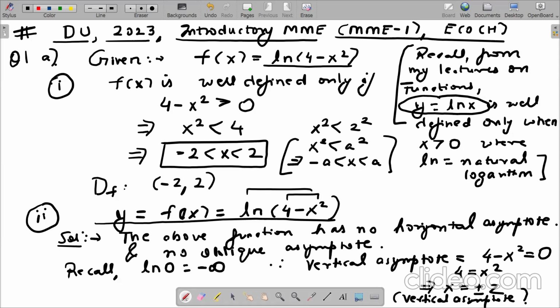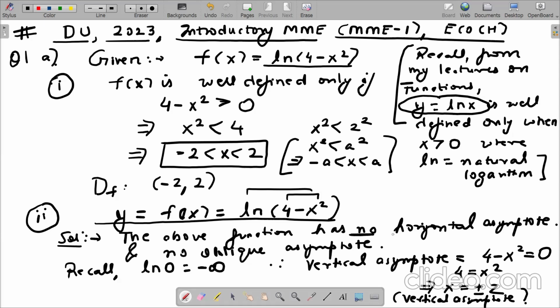So my function f of x tends towards the line x equal to plus minus 2. So that is my vertical asymptote. You can clearly see x equal to plus 2 and x equal to minus 2 is a straight vertical line. Okay, so hoping all students attending this lecture have understood this. I'm again repeating it.